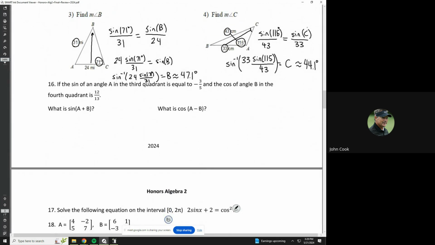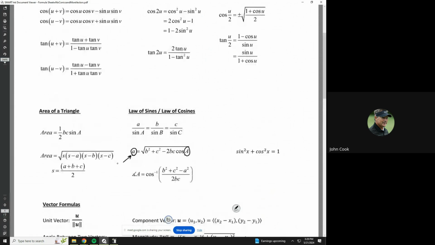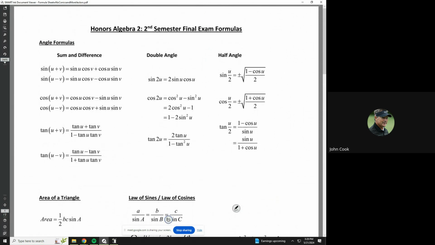Number 16. So if the sine of an angle A in the third quadrant is equal to negative 3/5 and cosine of B, in the fourth quadrant, is 12/13ths, what is the sine of A plus B, and then the cosine of A minus B? So these ones come directly from some identities that you guys learned about, the addition and subtraction, or sum and difference identities. So we're going to be using this formula for A plus B, and then we're going to be using this one for A minus B.